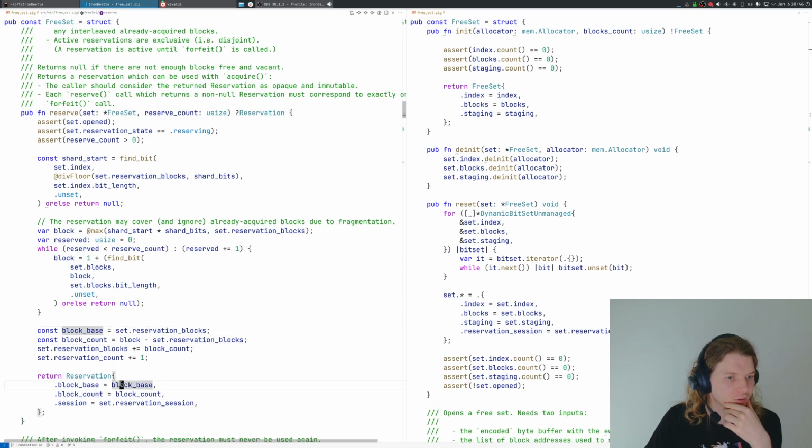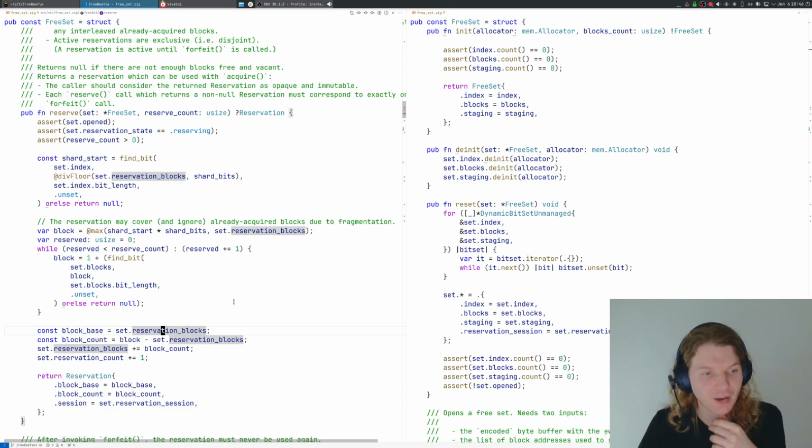What's block base? Oh, block base, set reservation blocks, and set reservation blocks. Well, right, yeah.